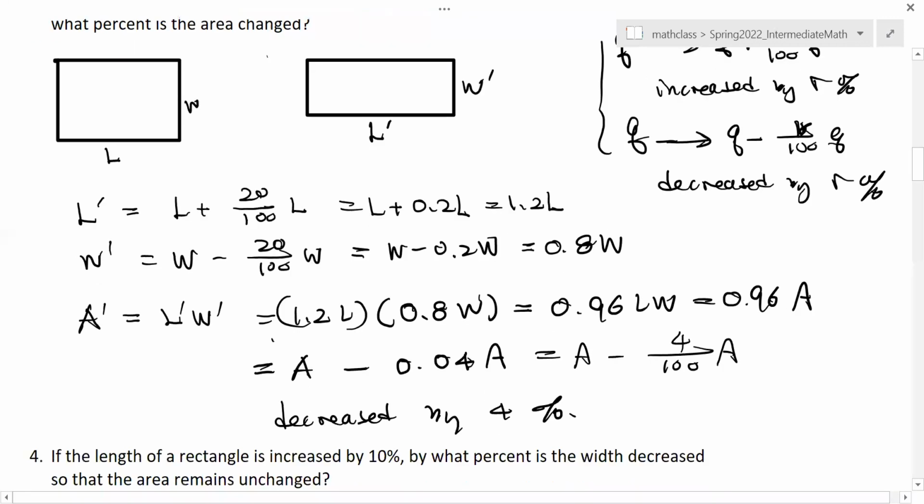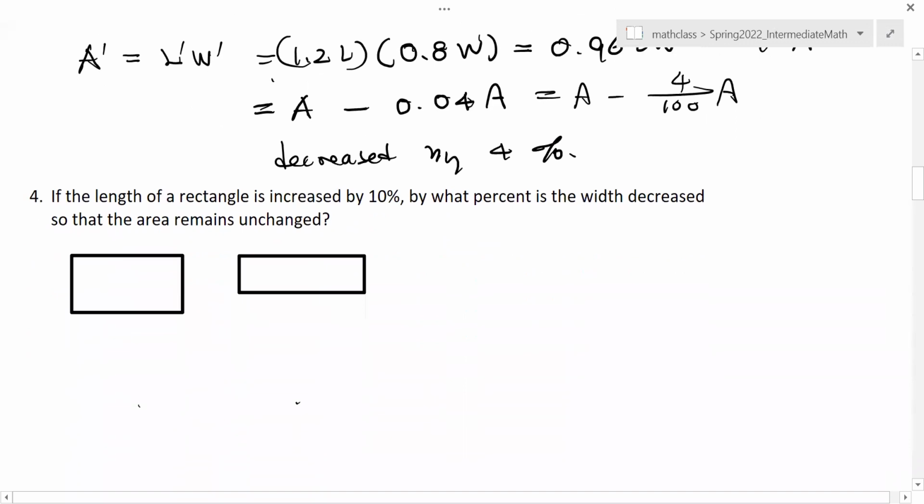All right, then we try to solve the following problem. If the length of the rectangle is increased by 10%, I know if I decrease the width by 10%, the area will be decreased. So I want to know decreased by what percent the width should be so that the area still remains unchanged. So I think before we solve the problem, I believe that the width should be decreased a little bit, not 10%, maybe 9%, maybe 8%.